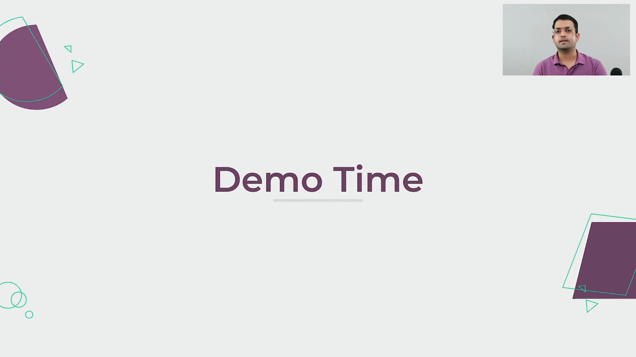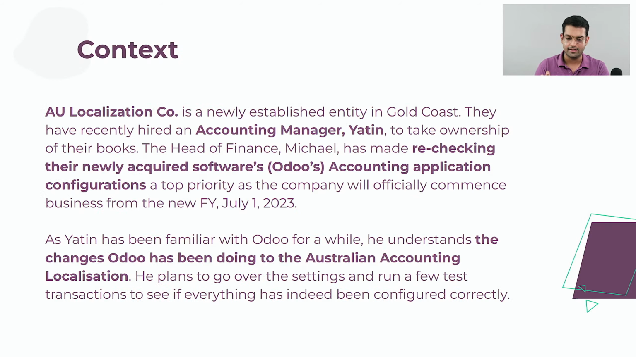All right, so demo time. Let's jump right in. So the context is that the company is called AU Localization Co. It's a newly established entity in Gold Coast. They've recently hired an accounting manager, that is me, to take ownership of the books.